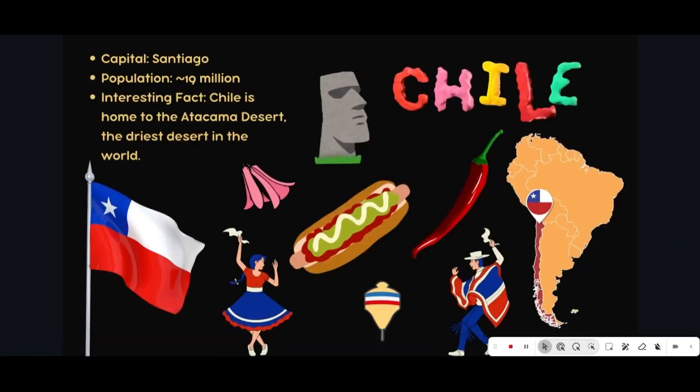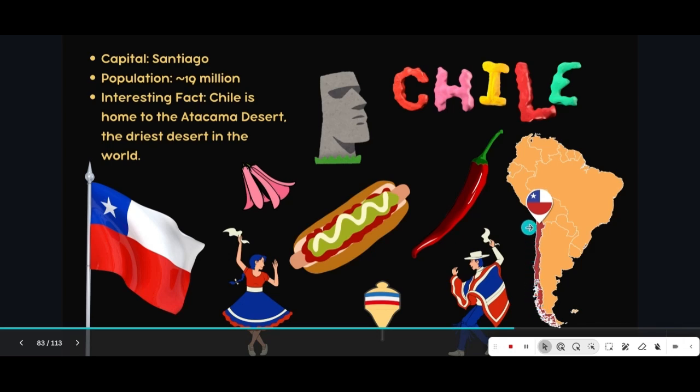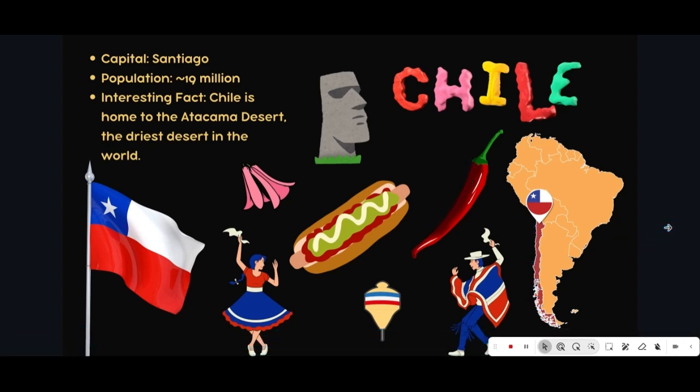We have Chile. Chile is kind of interesting. I always like to think of, see this long red country here, looks like a chili pepper. The capital of Chile is Santiago. The population is about 19 million people in that small, skinny country on the side there of South America. Interesting fact is that Chile is home to the Atacama Desert, which is the driest desert in the entire world.